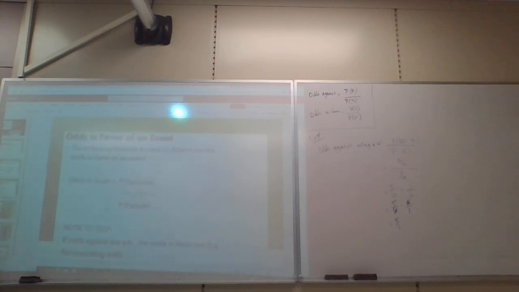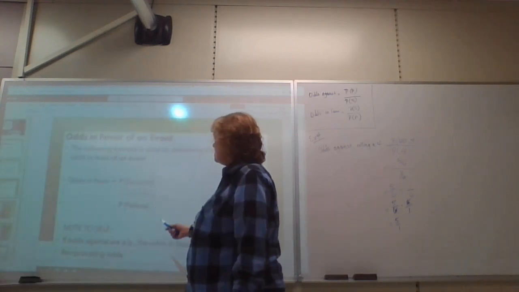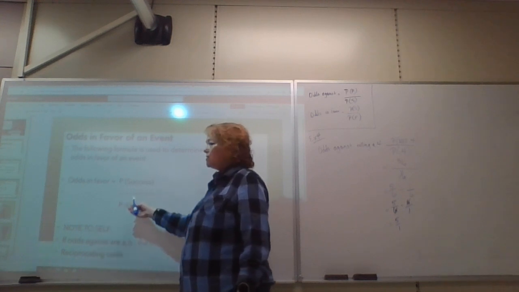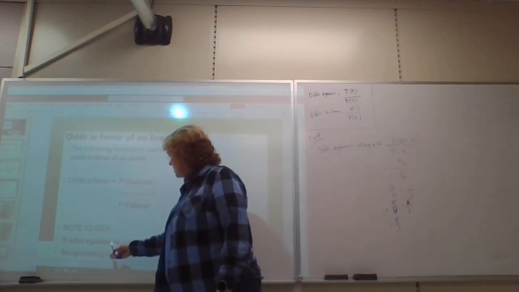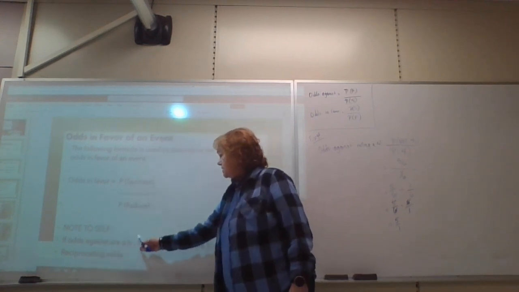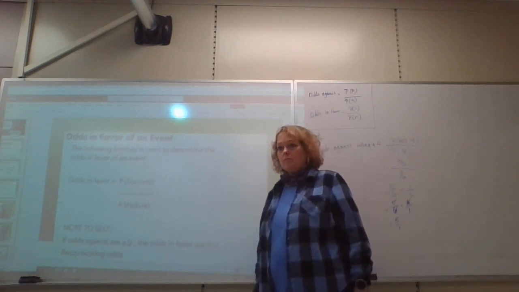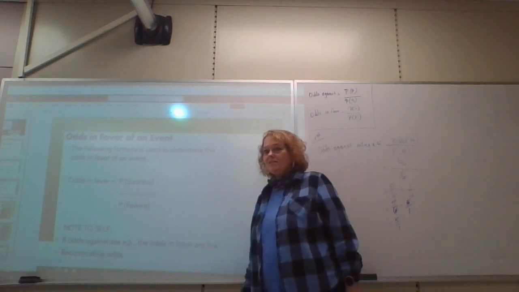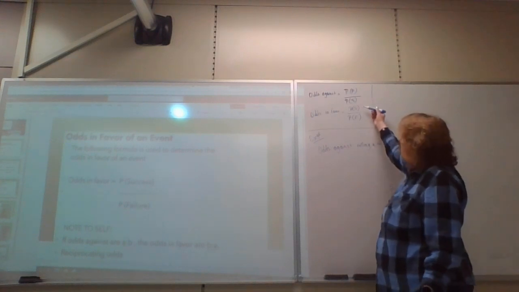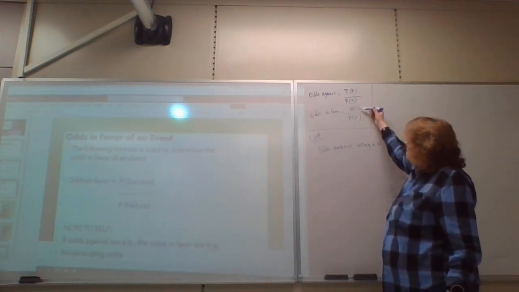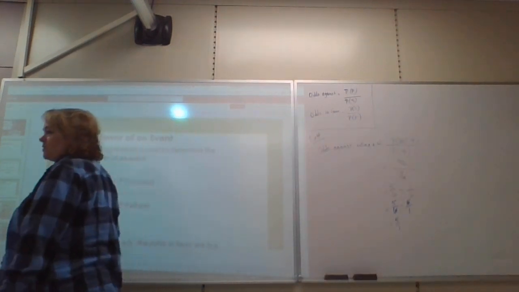This is the odds in favor. As you can see here, this is the formula used to determine odds in favor. So odds in favor is the probability of success over the probability of failure. Note to self that the odds against are A to B and the odds in favor are B to A, which means you just flip them. I think you guys learned that yesterday, right? So this is the odds in favor, so it'll be success over failure. I don't know if you guys want to write that down.